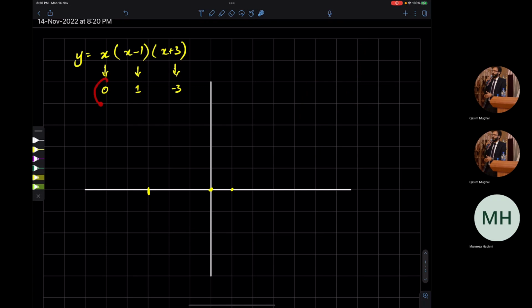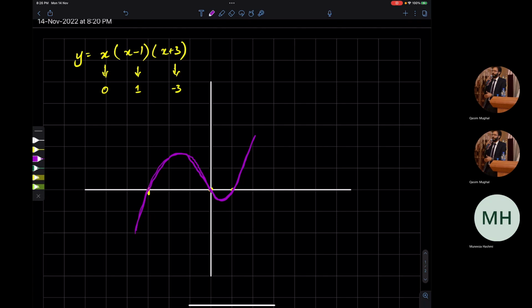But over here, I can clearly see it is cutting through the x-axis at these 3 points. I'm going to try drawing the rough graph of it. This is how the graph of this equation is going to be. Okay, got it? So these are the roots here.